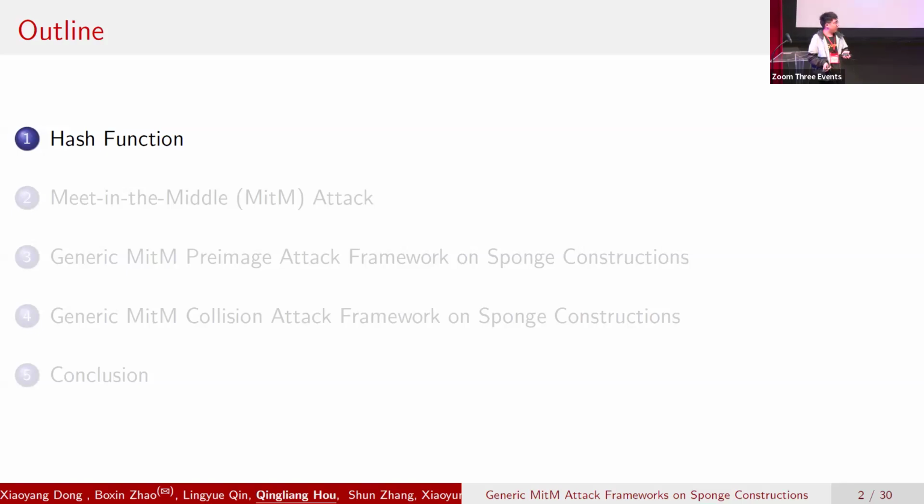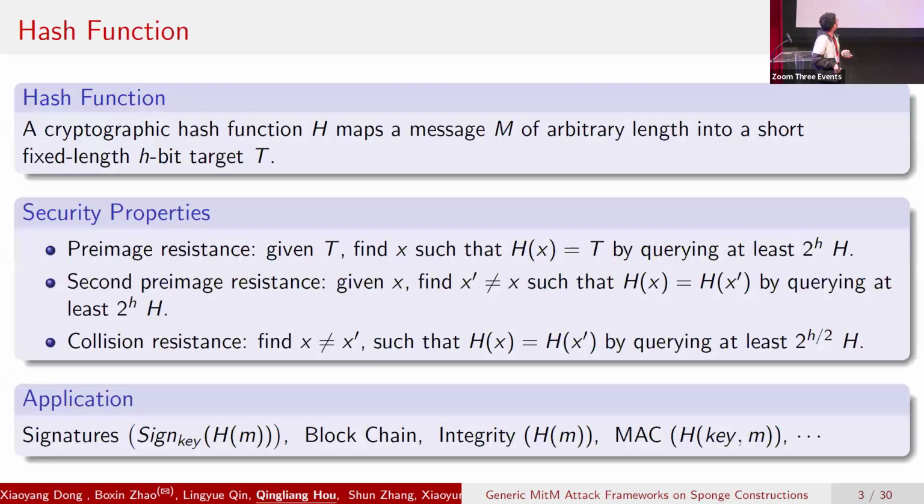We first give a brief introduction on hash functions. A hash function can map a message of arbitrary length to a fixed length digest. The security properties are defined to resist the preimage, second preimage, and collision attack. These properties mean that a malicious adversary cannot replace or modify a message without changing its digest. Many information security applications, like signatures or blockchain, are designed based on secure hash functions.